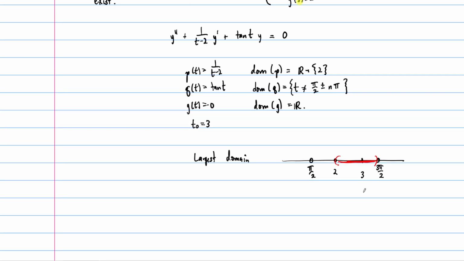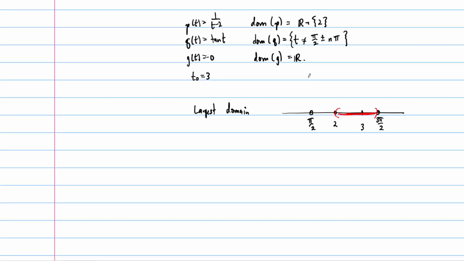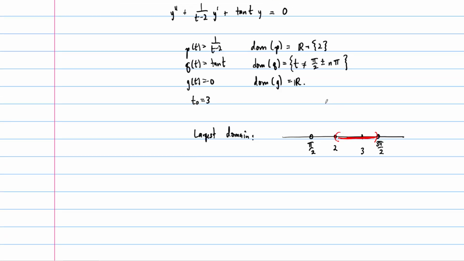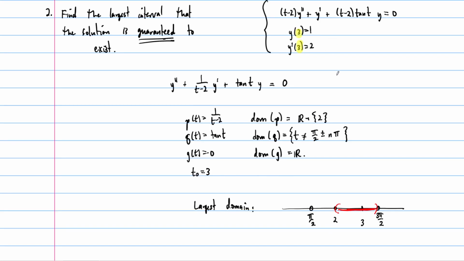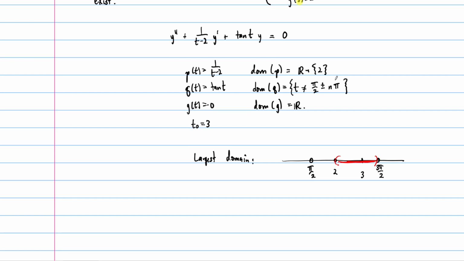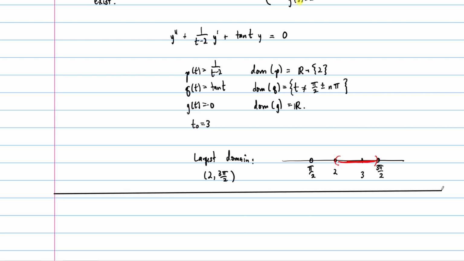And so the largest domain of the solution of this differential equation, without even solving it, we know that the largest domain that we're guaranteed, or you could almost say the smallest domain that's guaranteed, is that t has got to be between 2 and 3 pi over 2. Okay, so the domain is between 2 and 3 pi over 2. All right, so hopefully you guys got that one.